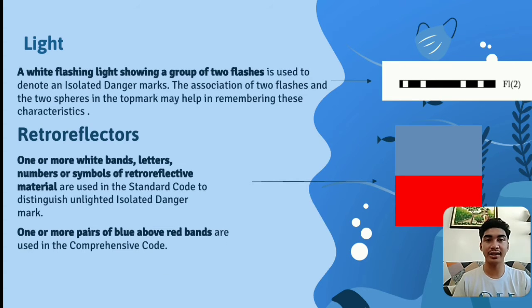And last is the retroreflectors. First, one or more white bands, letters, numbers, or symbols of reflective material are used as the standard code to distinguish unlighted isolated danger marks. Also, one or more pairs of blue and red bands are used in the comprehensive code. So that is what isolated danger marks are all about.